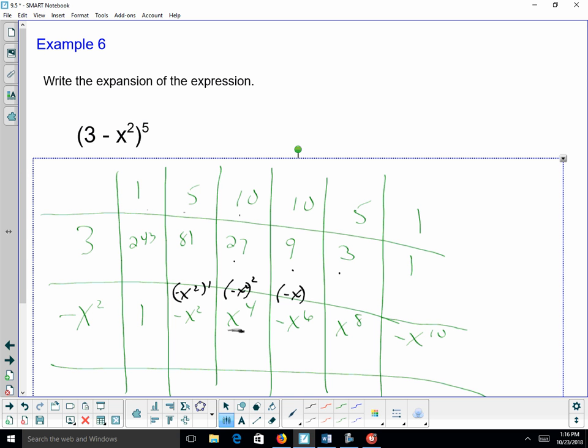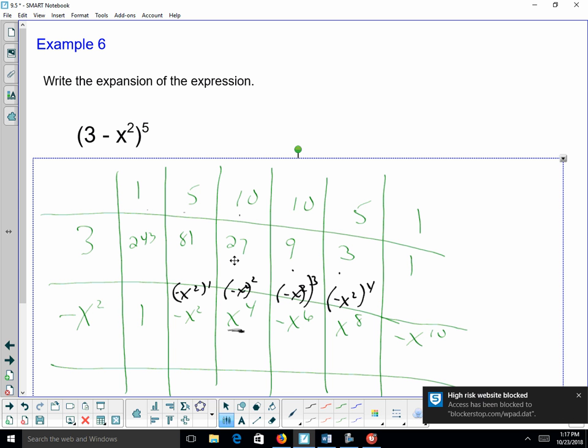This is negative x squared, raised to the third power. We don't actually get this one right. Negative x squared to the fourth power. So remember, when you raise a power to a power, you multiply the exponents. Even powers, the coefficient becomes positive. Odd powers, it stays negative.